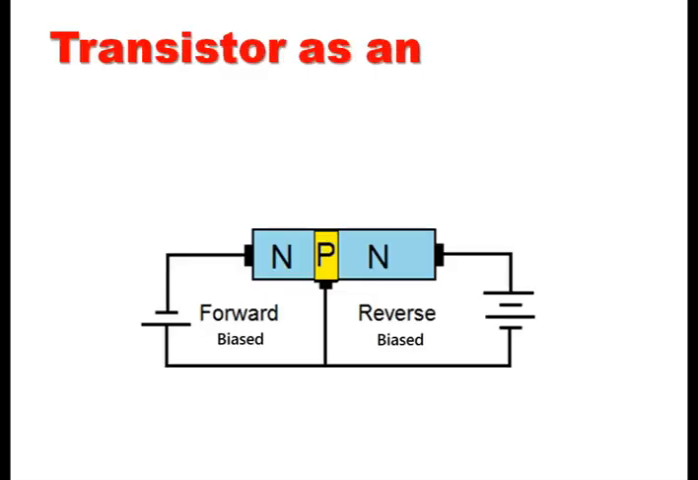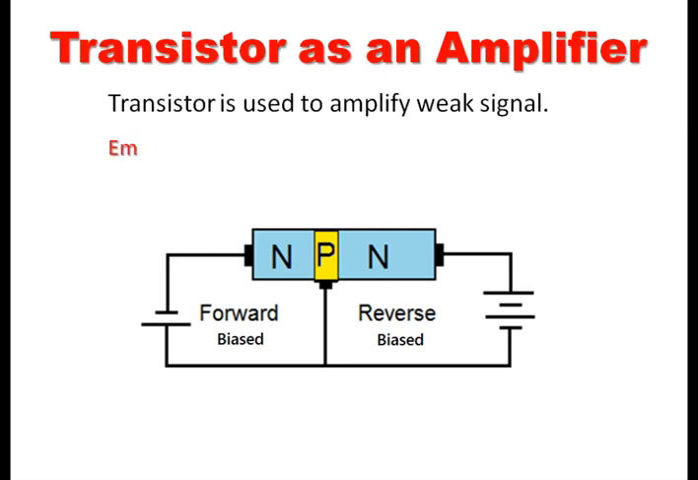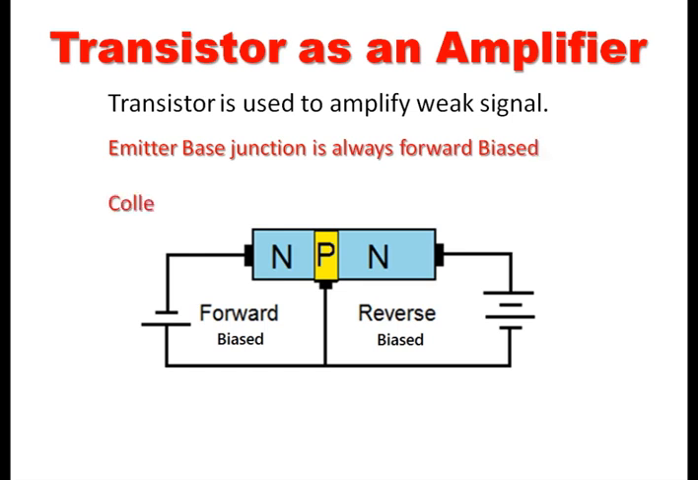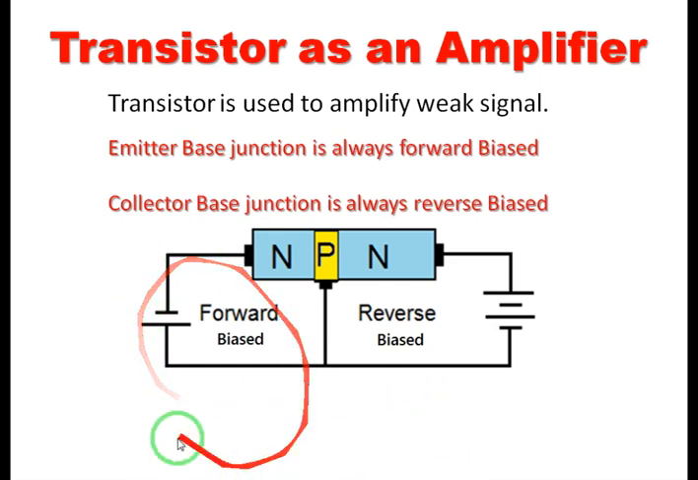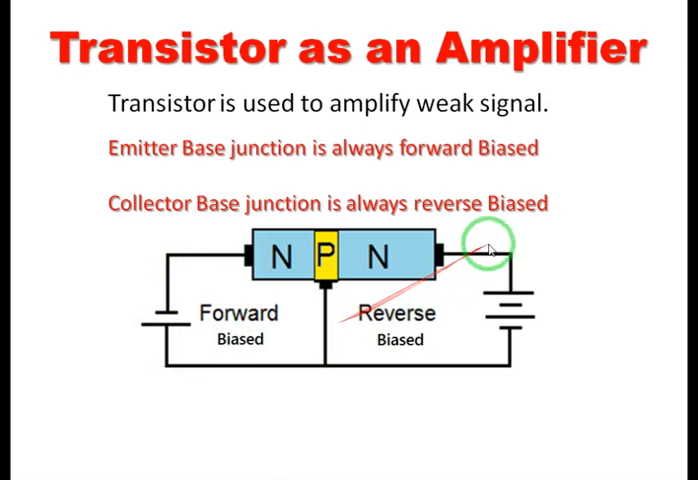So consider the main topic of today, a transistor as an amplifier. I also told you in the previous video that the emitter-base junction is always forward biased and the collector-base junction is always reverse biased. So this is your emitter-base junction. This is your emitter terminal, this is your base terminal, and this is your collector terminal, as we have just discussed. The emitter-base junction is forward biased and the collector-base junction is always reverse biased.